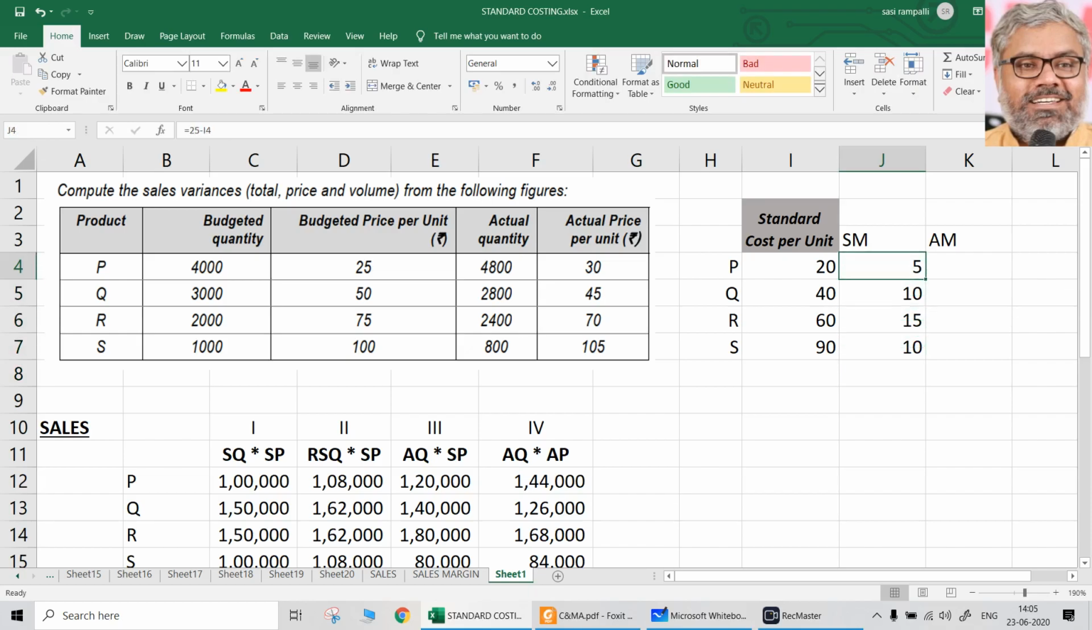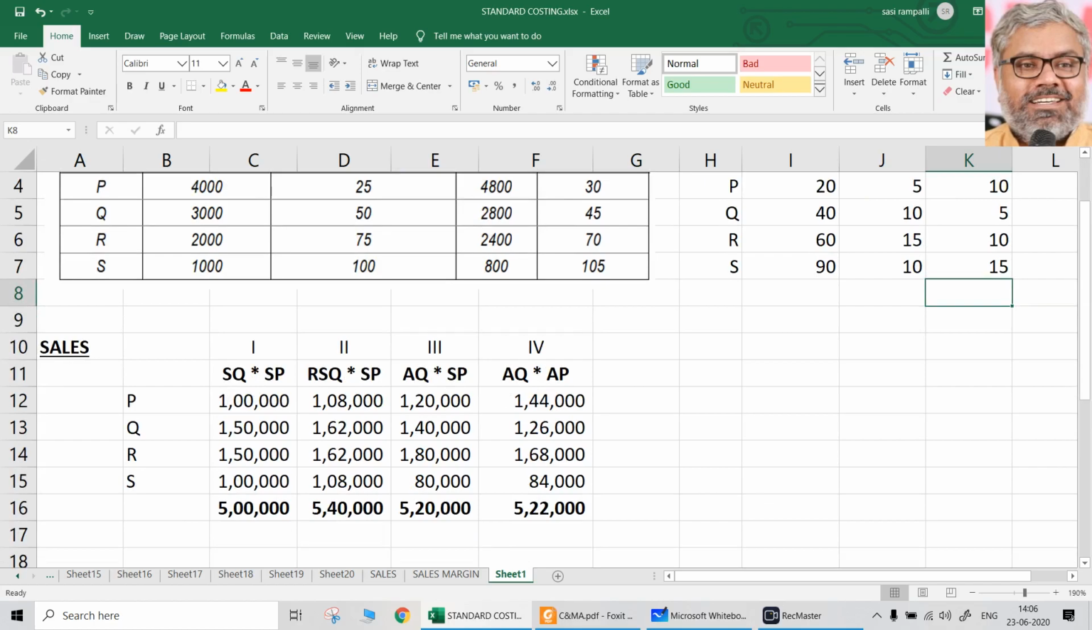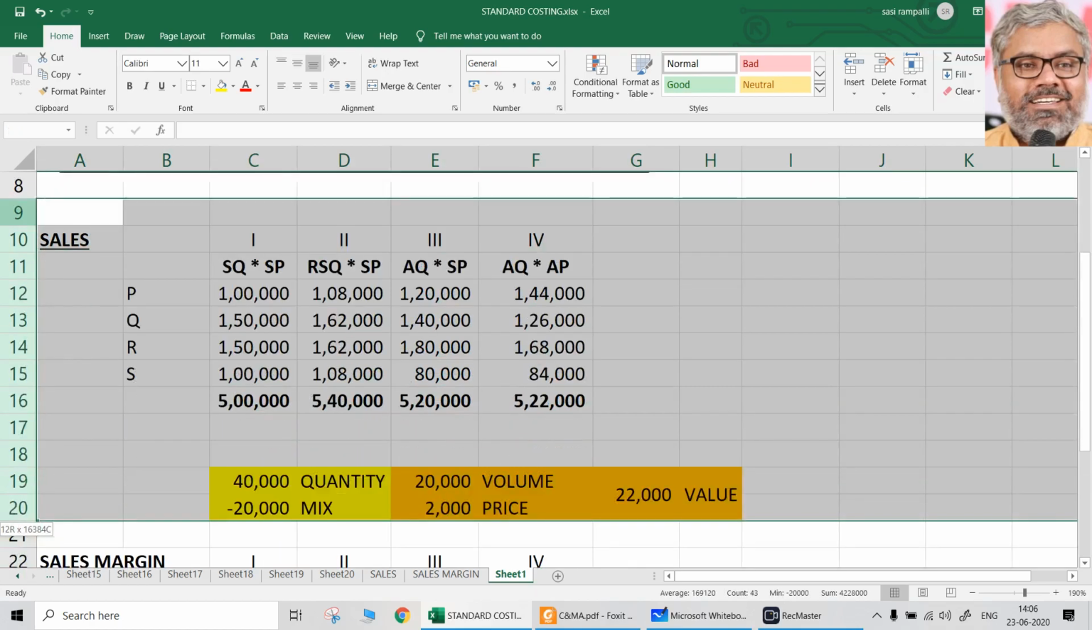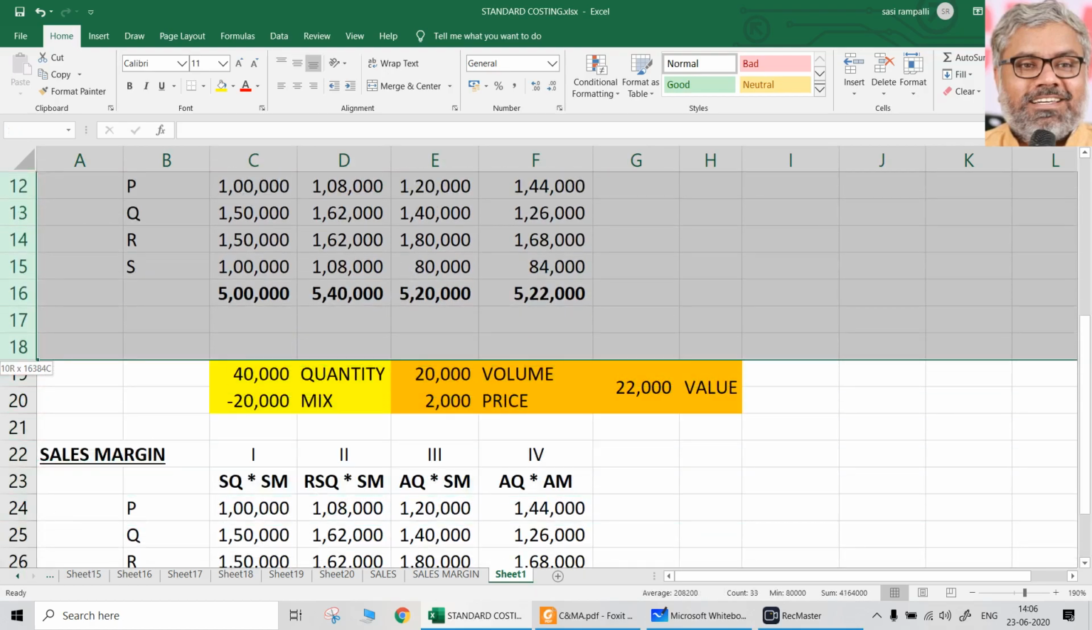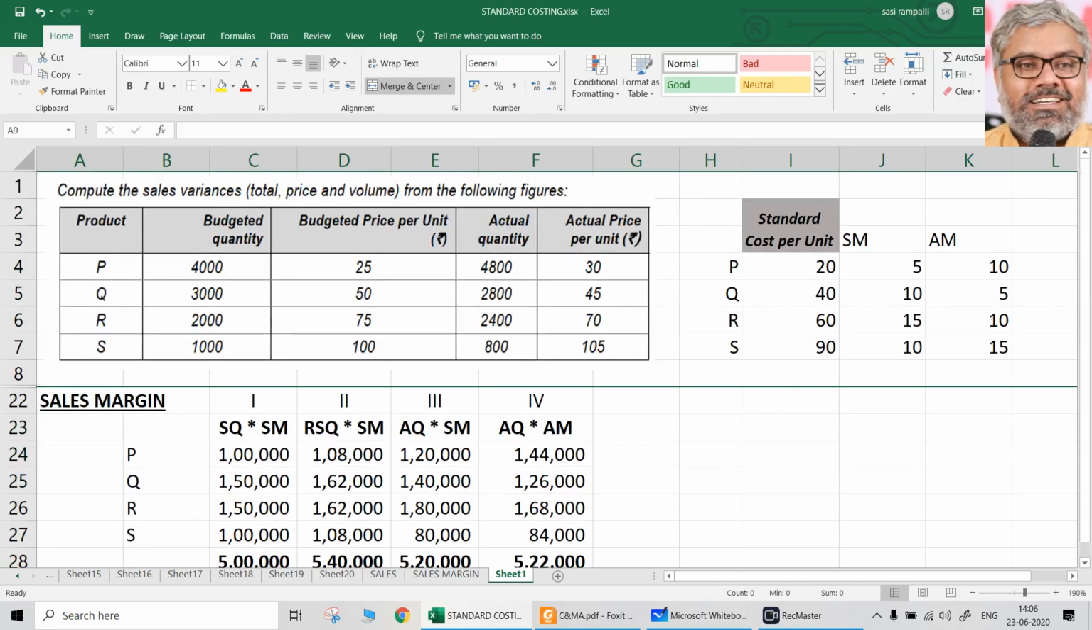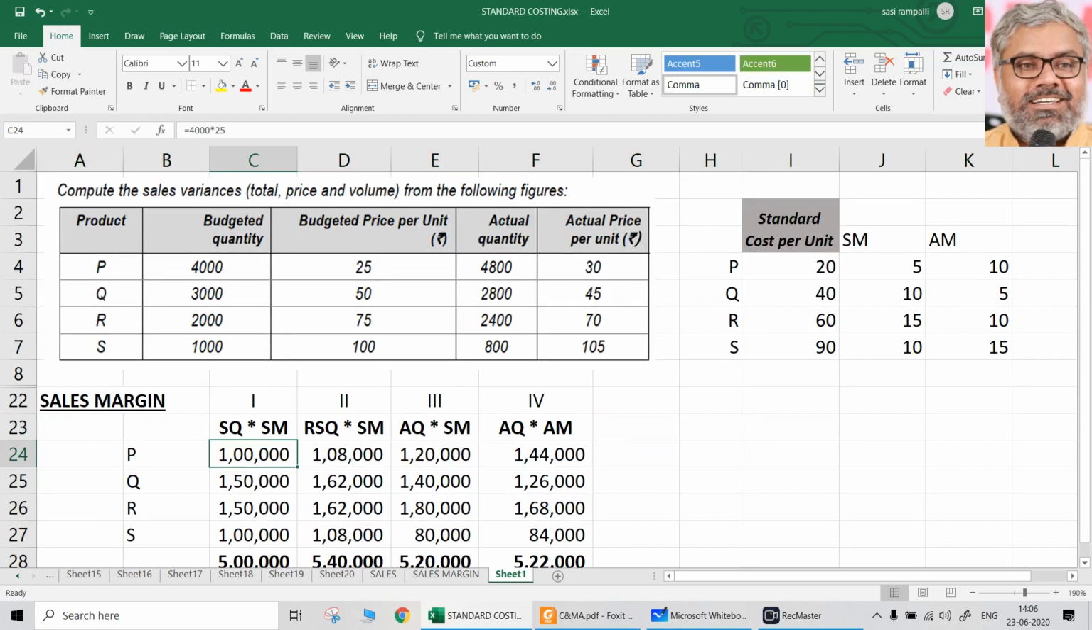This is standard margin. Actual margin. Actual selling price per unit, 30, minus standard cost only once again. So 30 minus 20. 45 minus 40. 70 minus 60. Then 105 minus 90. This is actual margin. So once you have standard margin and actual margin, substitute them here in the profit margin variances or sales margin variances.